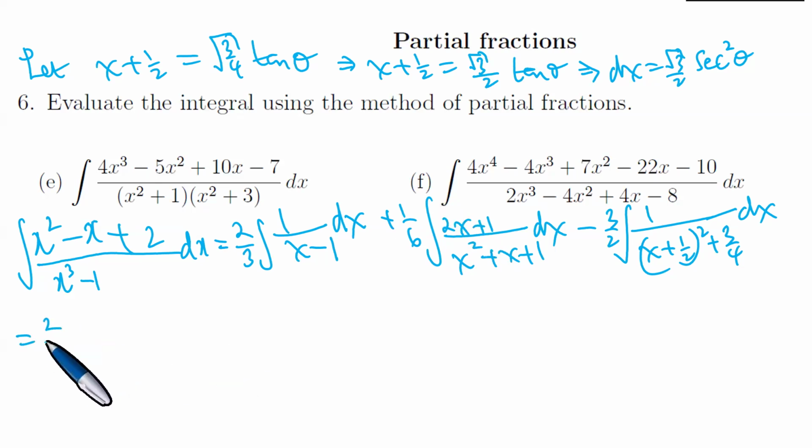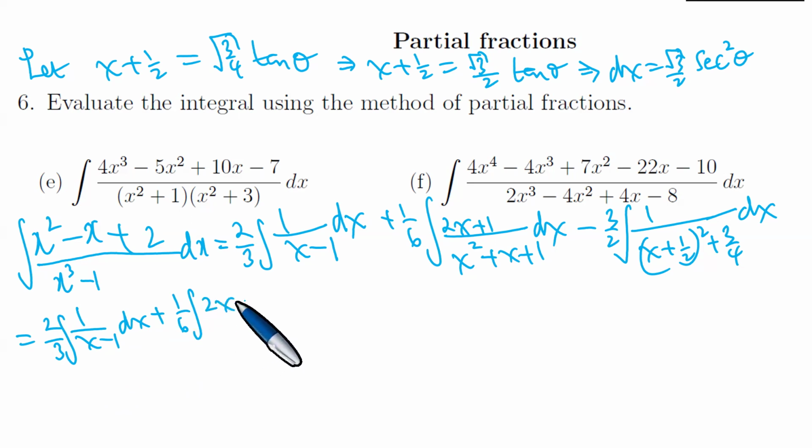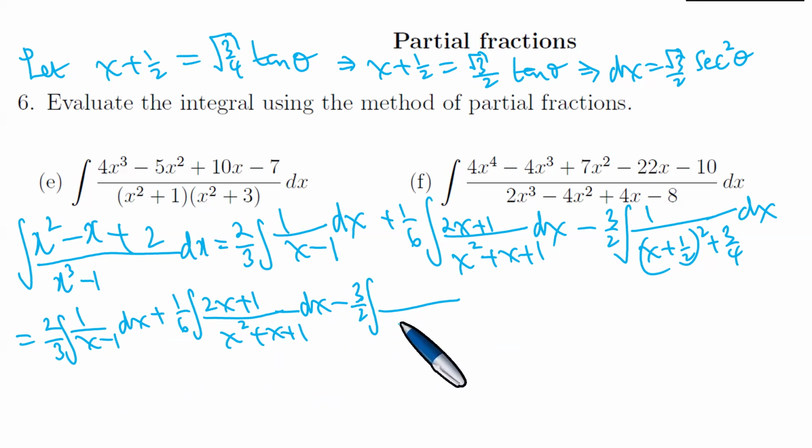So at this point, you have 2/3 of the integral of 1 over x minus 1 dx, 1/6 of the integral of 2x plus 1 over x squared plus x plus 1 dx, minus 3 out of 2, so that you have this one here, the tangent of theta, but you square this, plus 3 out of 4. The dx becomes the square root of 3 out of 2, the secant squared d theta.